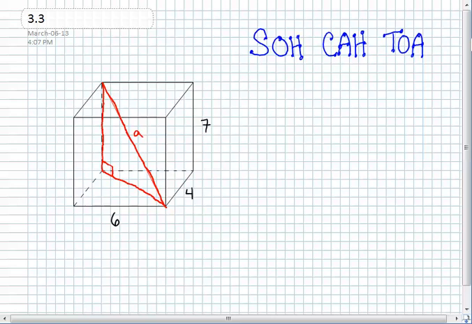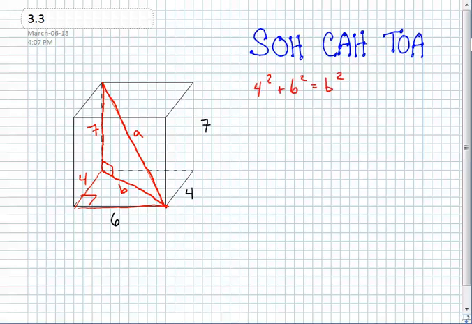The problem is, I know that the height of that triangle is 7, but I don't know what the base of it is. So let's call this B. If I could figure out B, well, look here. This here is 4 by 6. And here's another right triangle right here. B is actually the hypotenuse of that triangle at the base, so I could figure out what B is using just plain old Pythagoras.